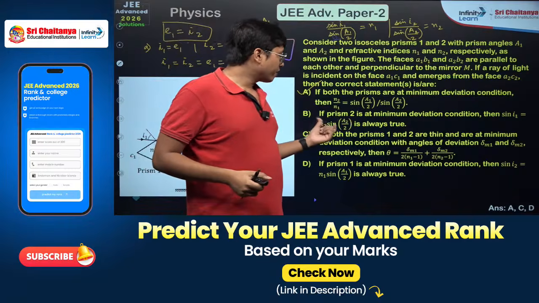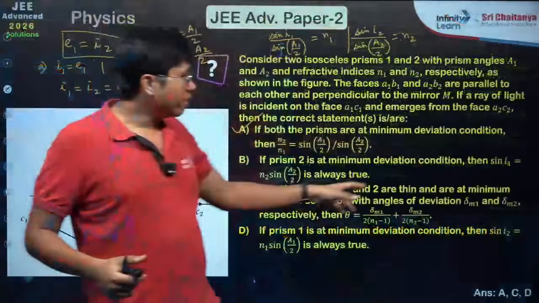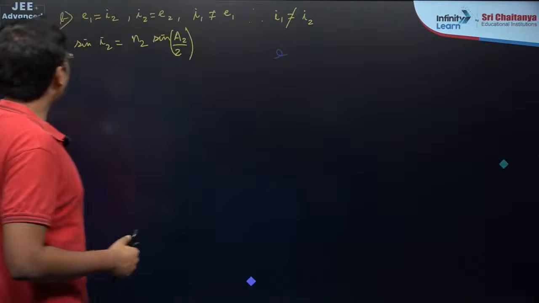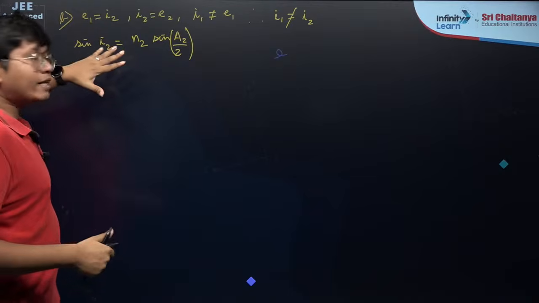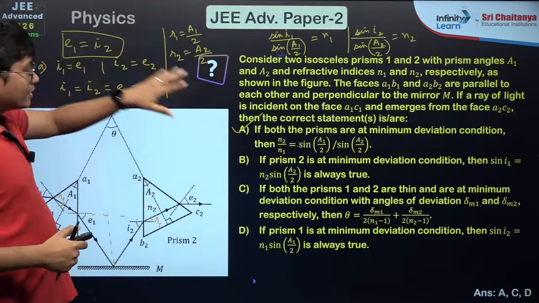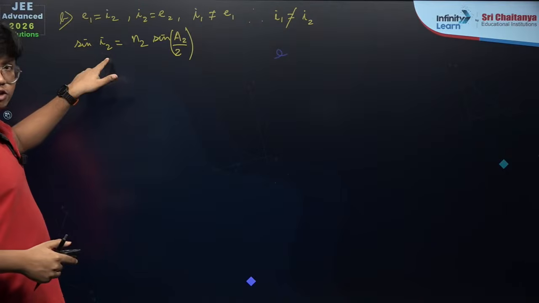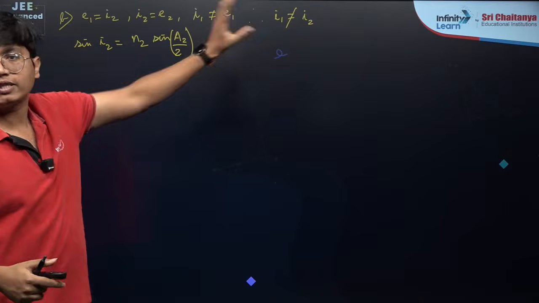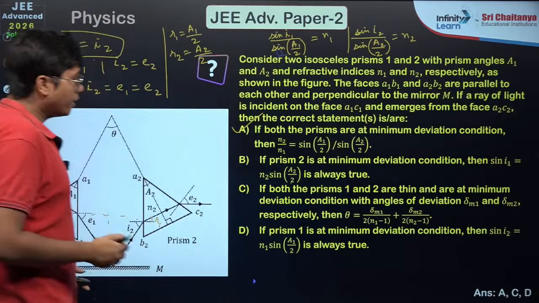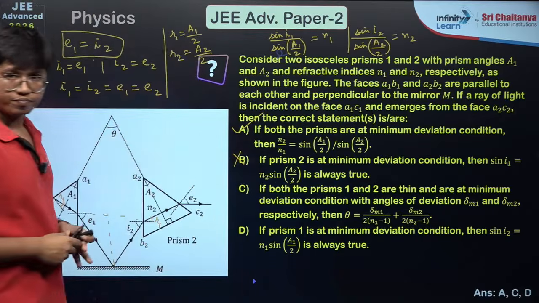The question that they have given is the same, n2 sine of A2 by 2, but they have put sine of i1, meaning they have swapped out i2 by i1. I know that cannot be true. In the previous case, it might have been. Here, I know for sure it is not true because i2 is not equal to i1, that is established. So option B is definitely incorrect.